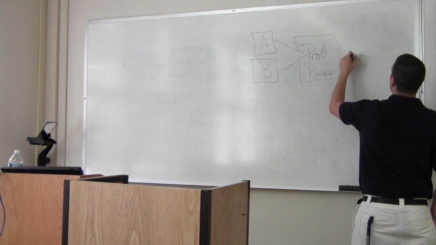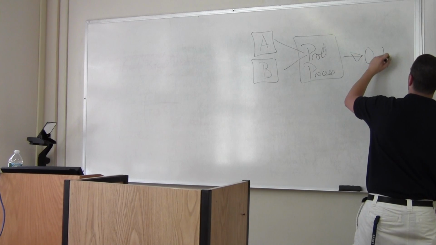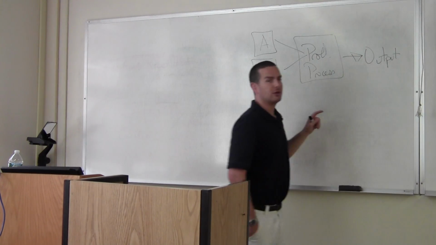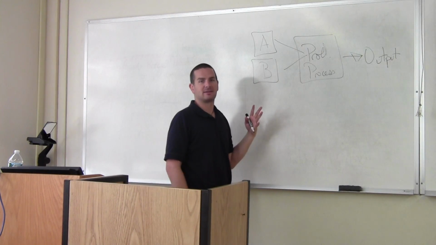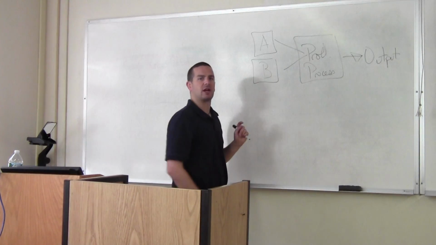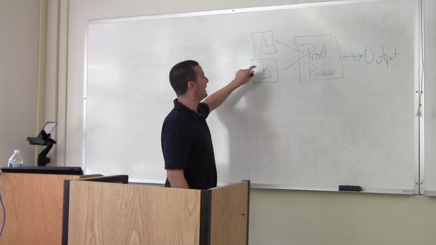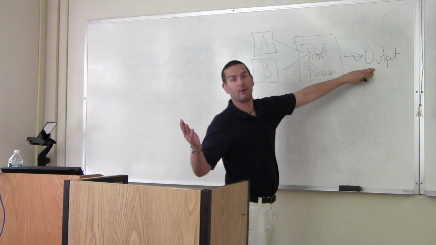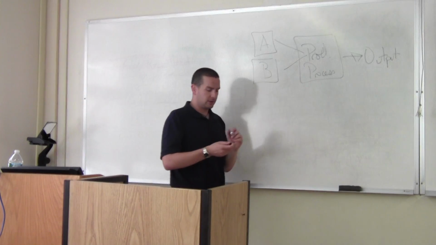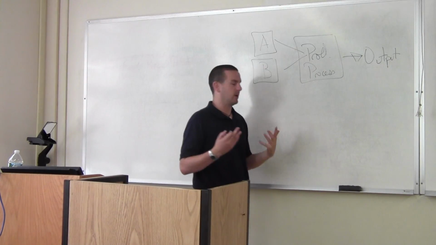So you can see neoclassicals view production as a linear process, right? Linear just meaning straightforward and constant, where you take A and B, you put them in a production process, and next thing you know, you have output, okay? Well, the real world doesn't work that way.